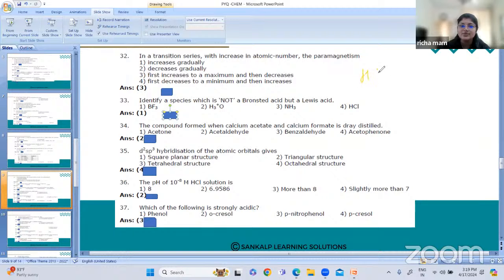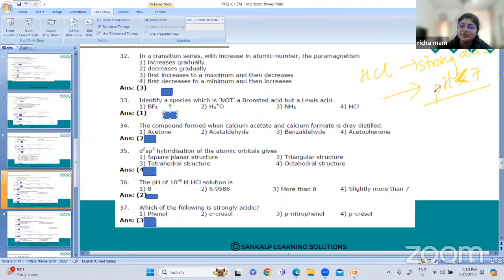So HCl gives H plus ion, 10 raised to minus 8. We know that HCl is a strong acid. So its pH cannot be more than 7. It will be less than 7, because it is a strong acid.